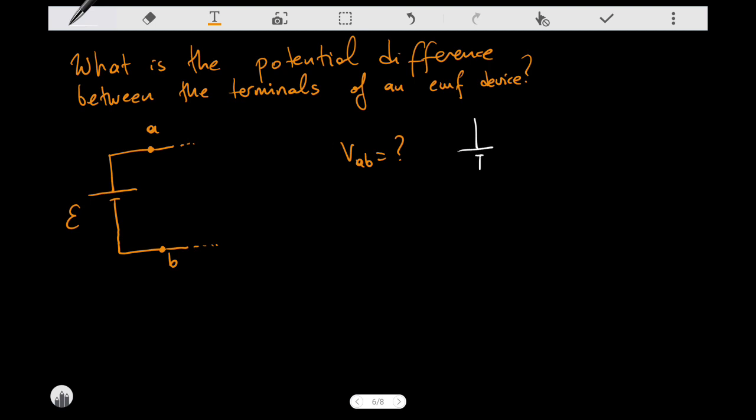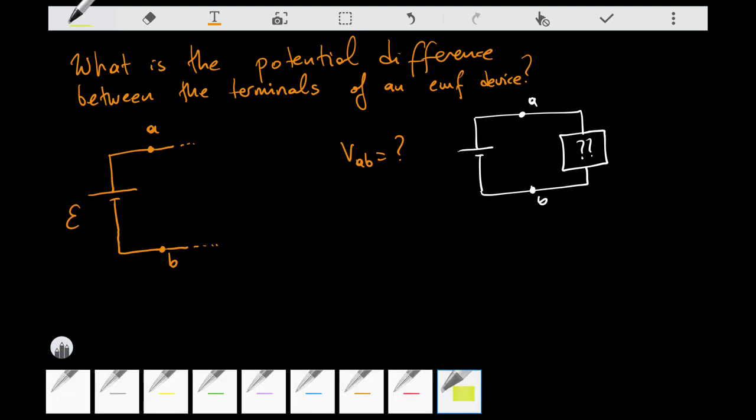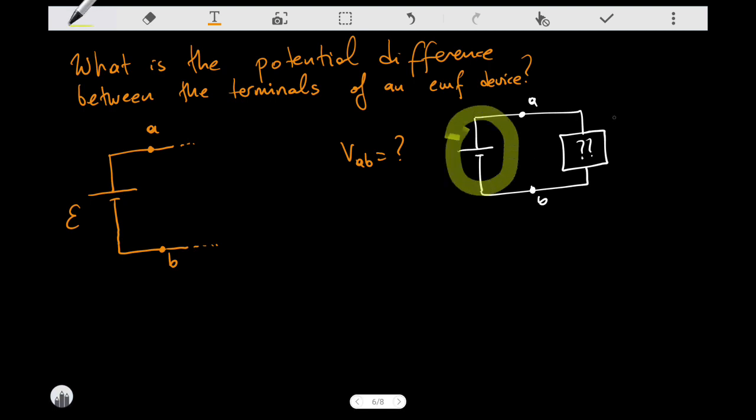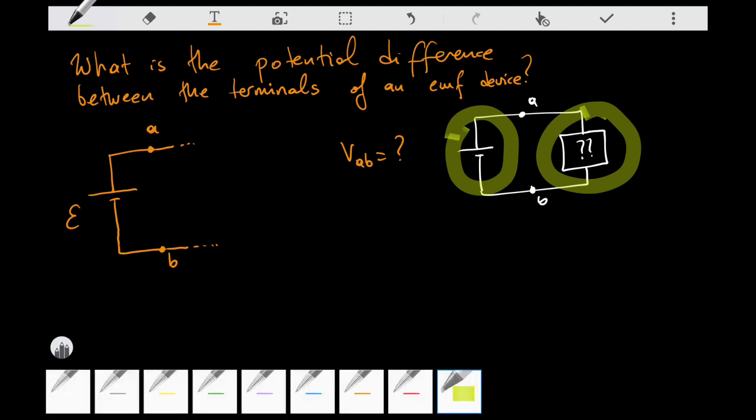Essentially, I'm just going to consider this kind of circuit, right? So the EMF device is connected to a black box device in here. So the points A and B are like that. The EMF produces some energy, gives this energy to the charge carriers, and these charge carriers carry that energy to the black box device in here, and they consume that energy.